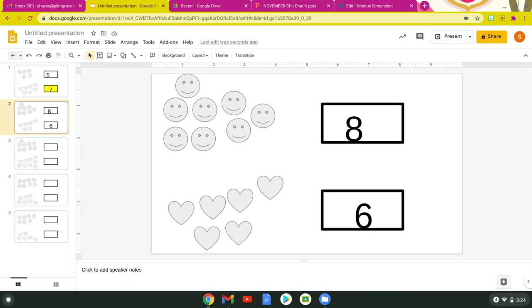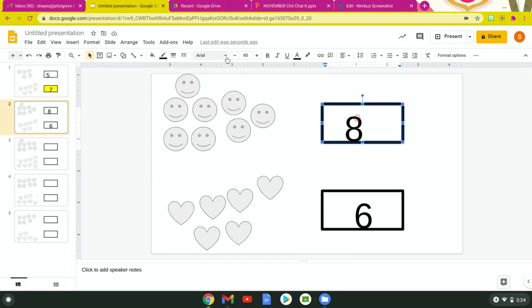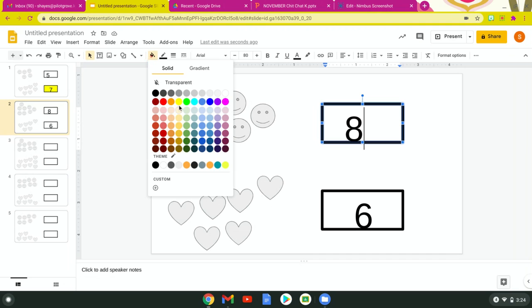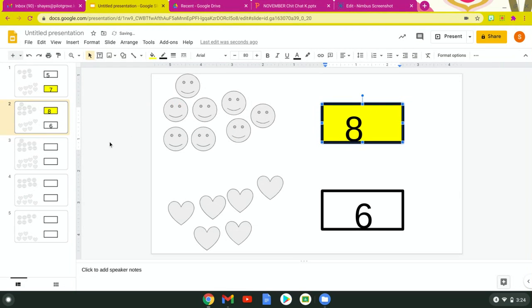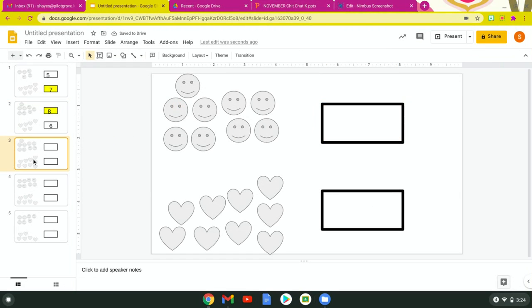Which one would be greater? Remember, greater means more. So which one would be more? Which number would be bigger, the 8 or the 6? Which one is greater? If you said 8, you are correct. Good job. Let's go to the next one.